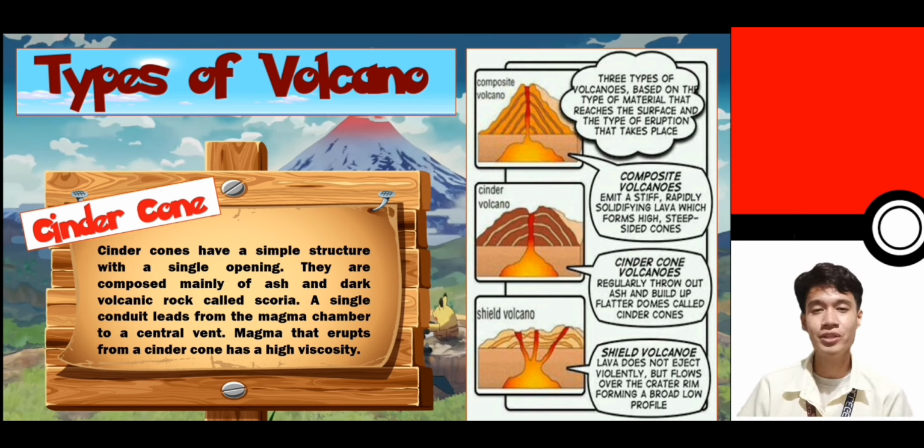Cinder cones have a flat top with a wide circular crater and are made of layers that form each eruption. The individual layers vary in slope depending on the intensity of the eruptions that formed them.